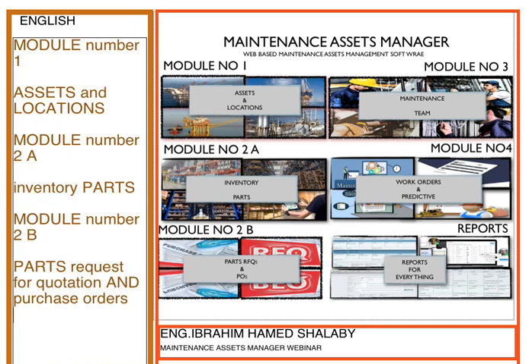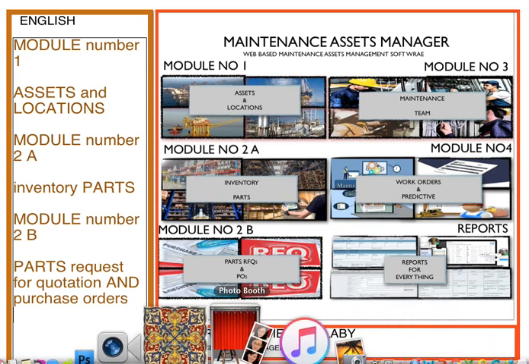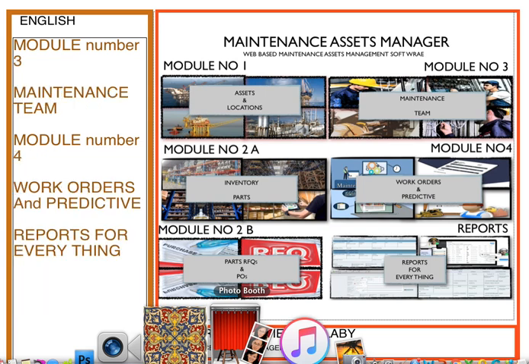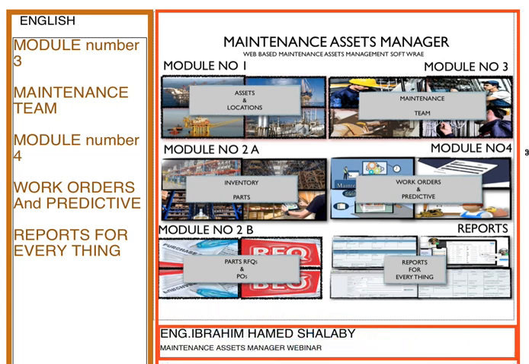Module number 1: Assets and Locations. Module number 2A: Inventory Parts. Module number 2B: Parts, Request for Quotation and Purchase Orders. Module number 3: Maintenance Team. Module number 4: Work Orders and Predictive. Reports for everything.